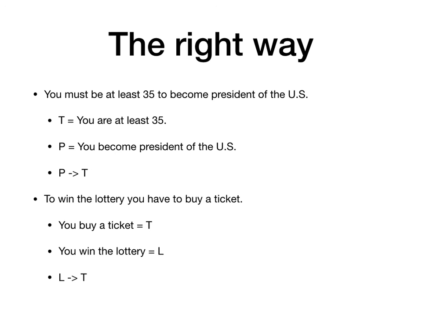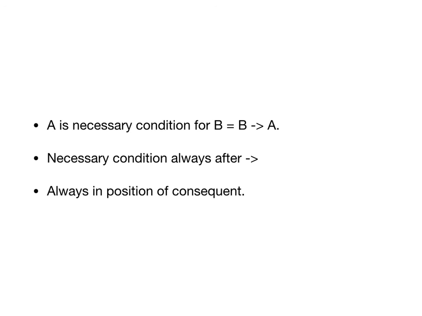Think of our conditional. If you are president, we know you're at least 35, right? That conditional is true. If you're president, you are at least 35. And, leaving aside people who might have been given a ticket, if you win the lottery, you have to have a ticket. Unless somebody gives it to you, you have to have bought the ticket, right? All right. A is a necessary condition for B equals, you reverse the order, right? B arrow A. That's how we symbolize a necessary condition.